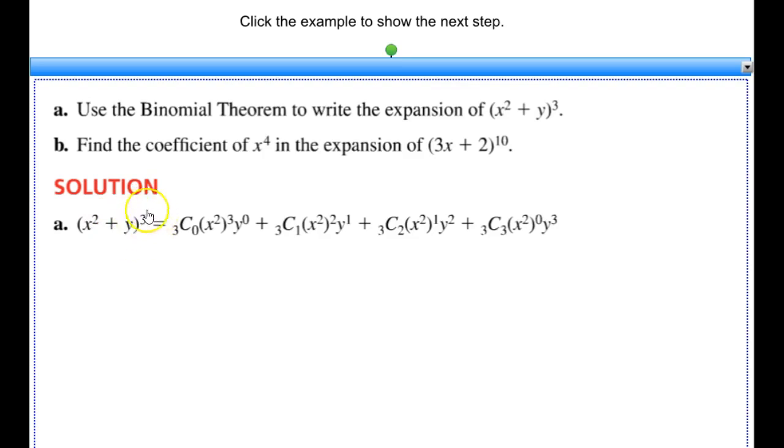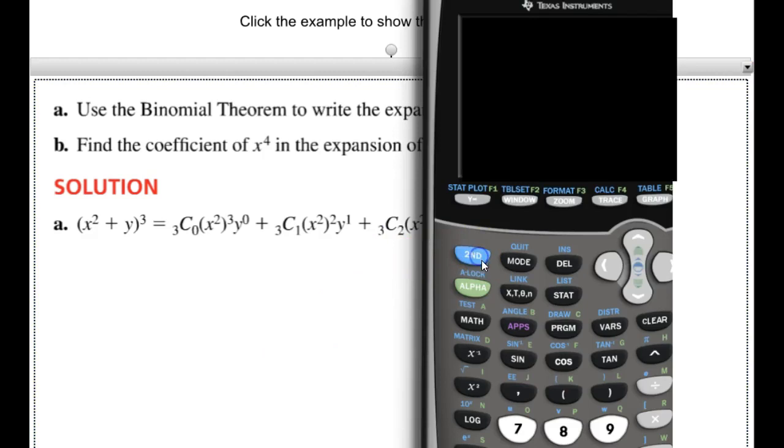I see I have an n of 3, so I find my combinations and rewrite everything with my exponents. You'll see here my a, my first term, has the exponent of my n, and my b has the exponent of 0, and then my a exponent decreases by 1 each time. So I start with 3, then 2, then 1, then 0, and here it goes up by 1. So 0, 1, 2, 3. So now I can find these combinations.